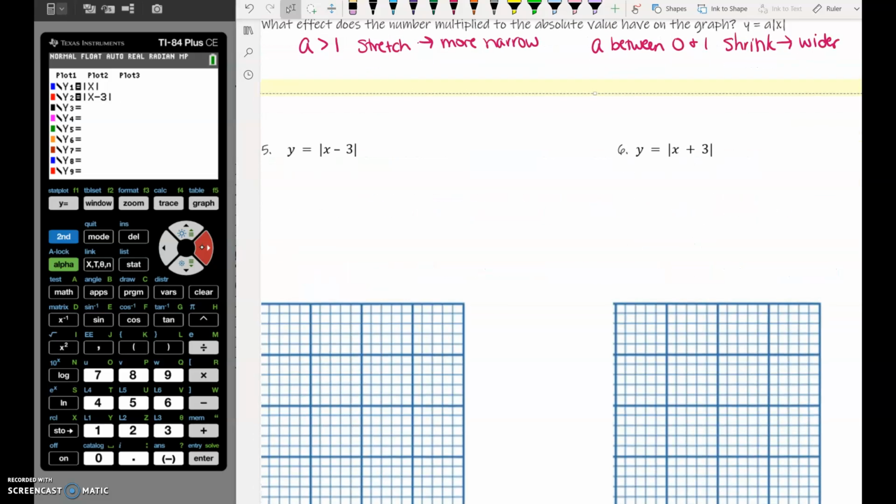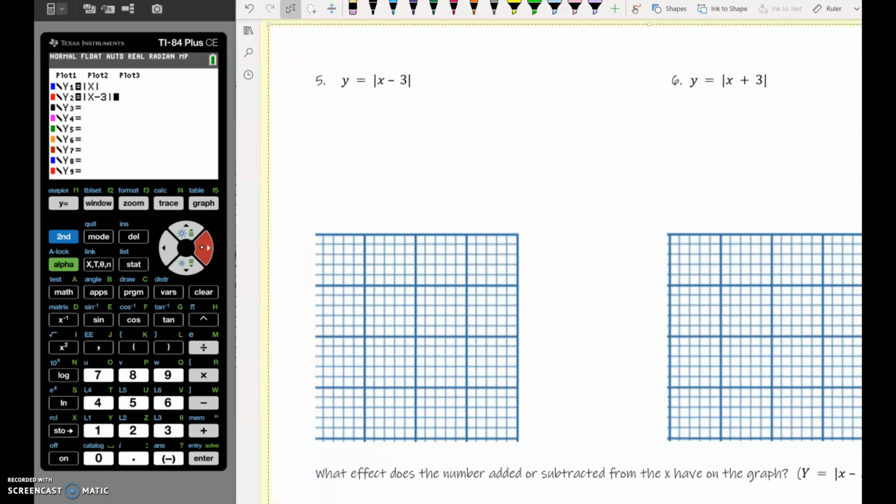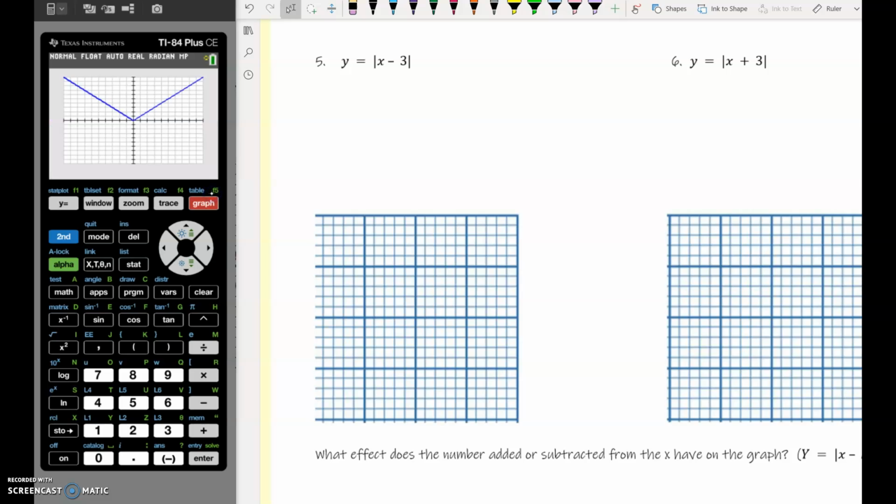Okay, let's see what happens. I push the graph button. There's my original, and there's my new one. The red one is the new one. Do they look pretty similar? What's the only difference?